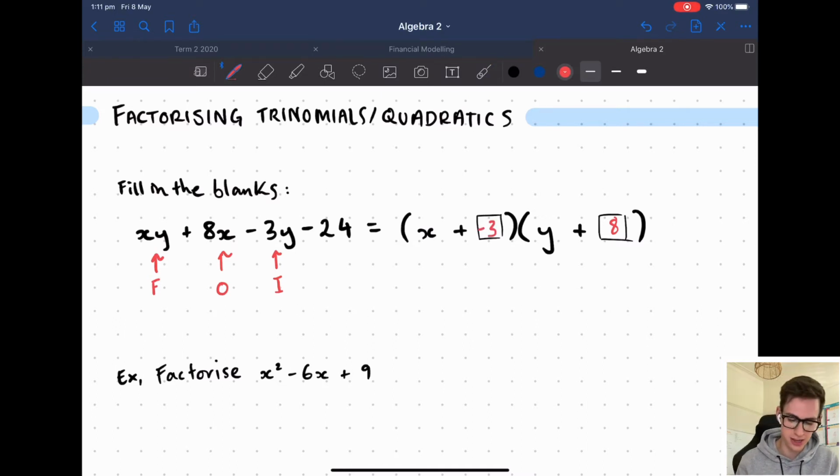And finally, just to check that that works, this is our lasts. Do I get negative 24 when I do negative 3 times positive 8? That checks out as well. Okay, so that's what we're doing here.